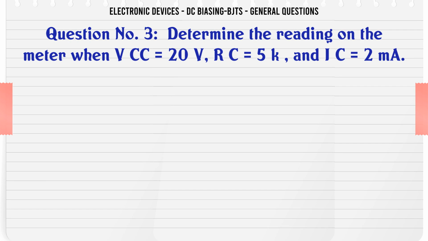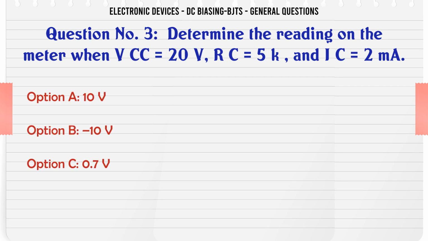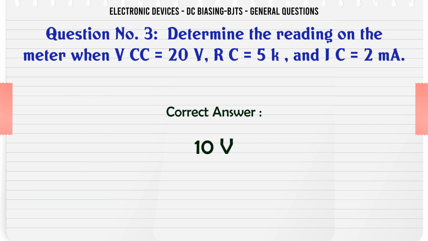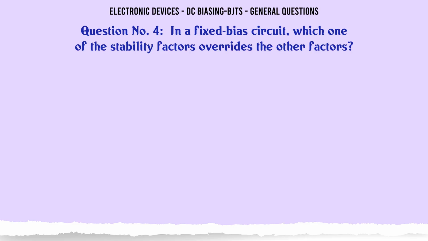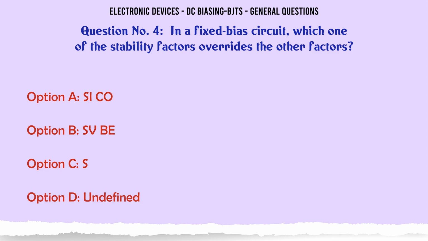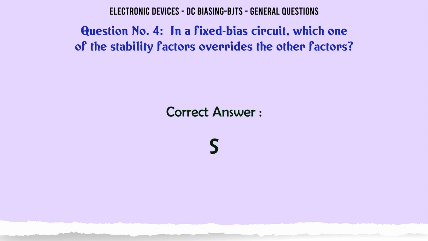Determine the reading on the emitter when VCC 20V, RC 5K and IC 2 mA. A 10V, B 10V, C 0.7V, D 20V. The correct answer is 10V. In a fixed bias circuit, which one of the stability factors overrides the other factors? A psycho, B SVB, C S, D undefined. The correct answer is S.